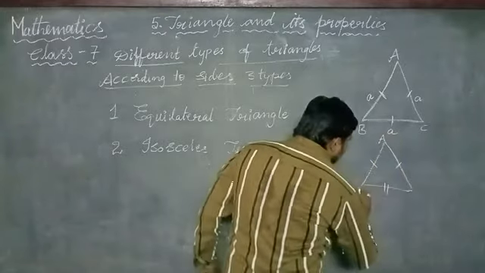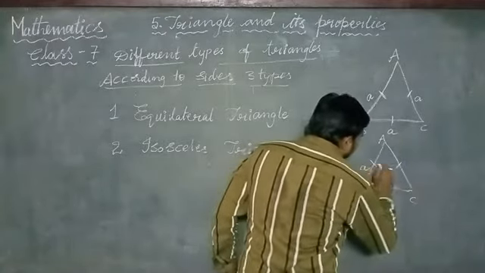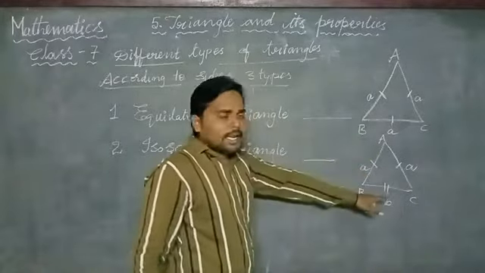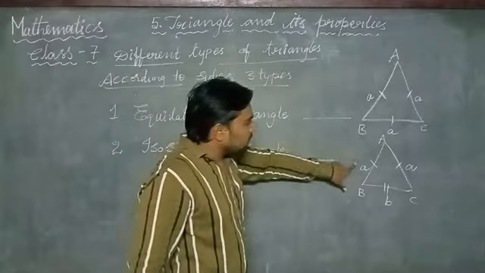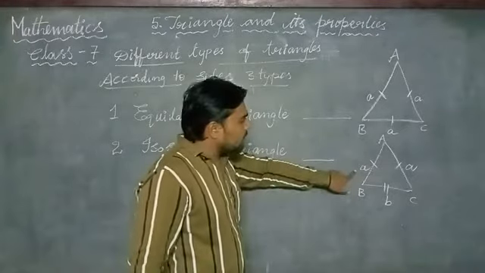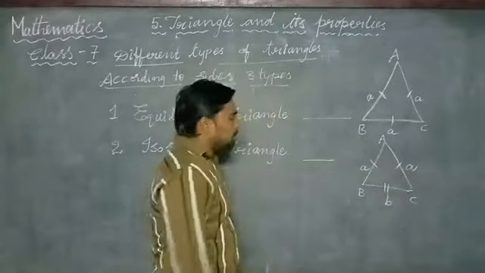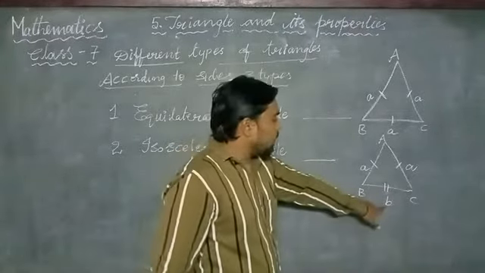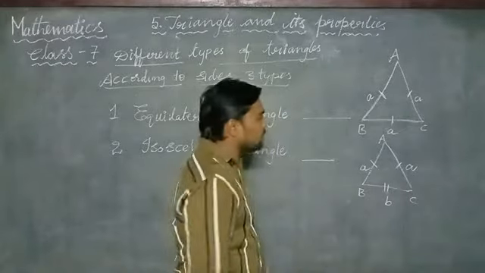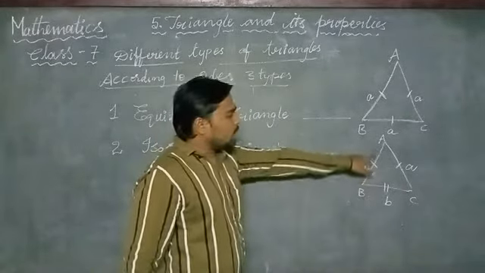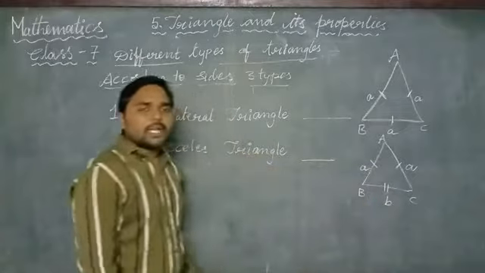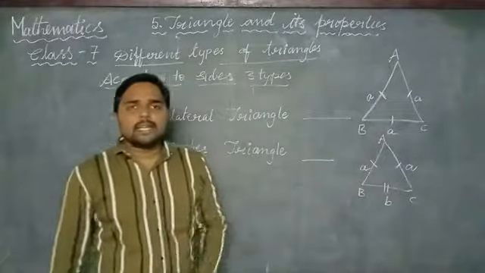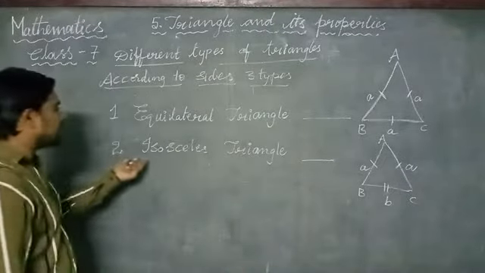In this triangle ABC, AB has the length a and AC has the length a. But if you see the length of BC, it has the length b units. That is why in this triangle there are two equal lengths of sides. The triangle which has two equal lengths of sides is treated as the isosceles triangle.